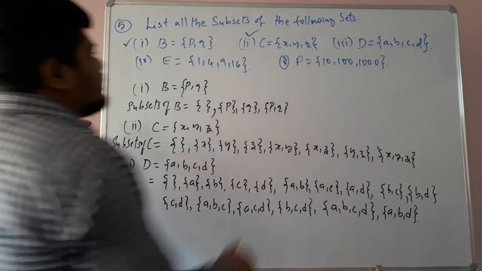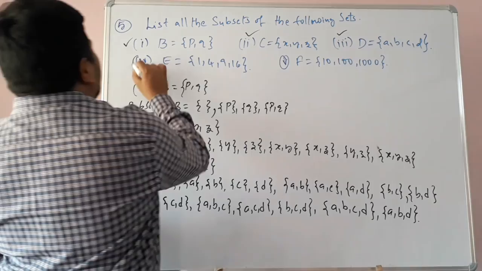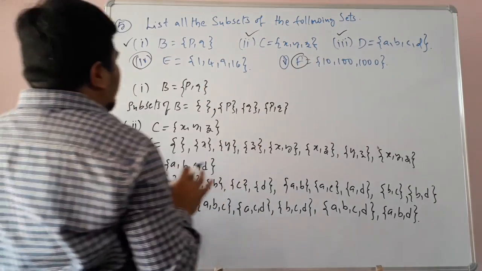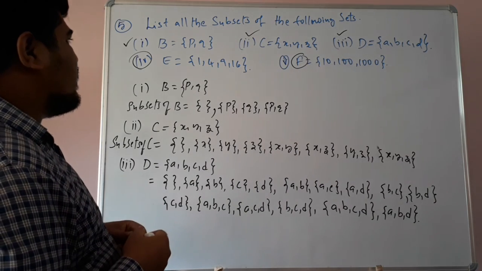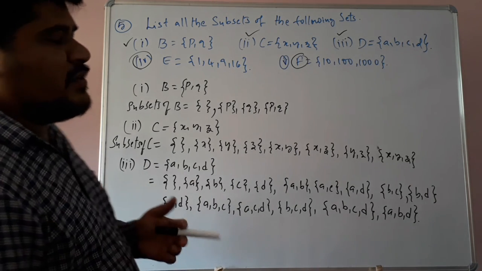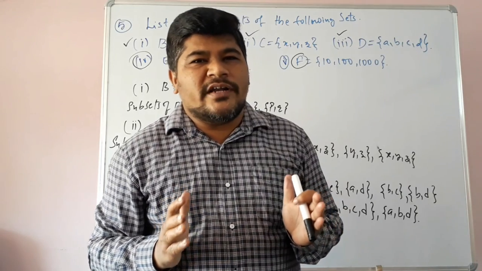And children, these two problems you can try accordingly. Right? One has 4 elements, the other has 3 elements. And children, this is important from the 2 marks and 1 mark point of view. Many times they ask to list out all the subsets. So children, I hope you understood well.